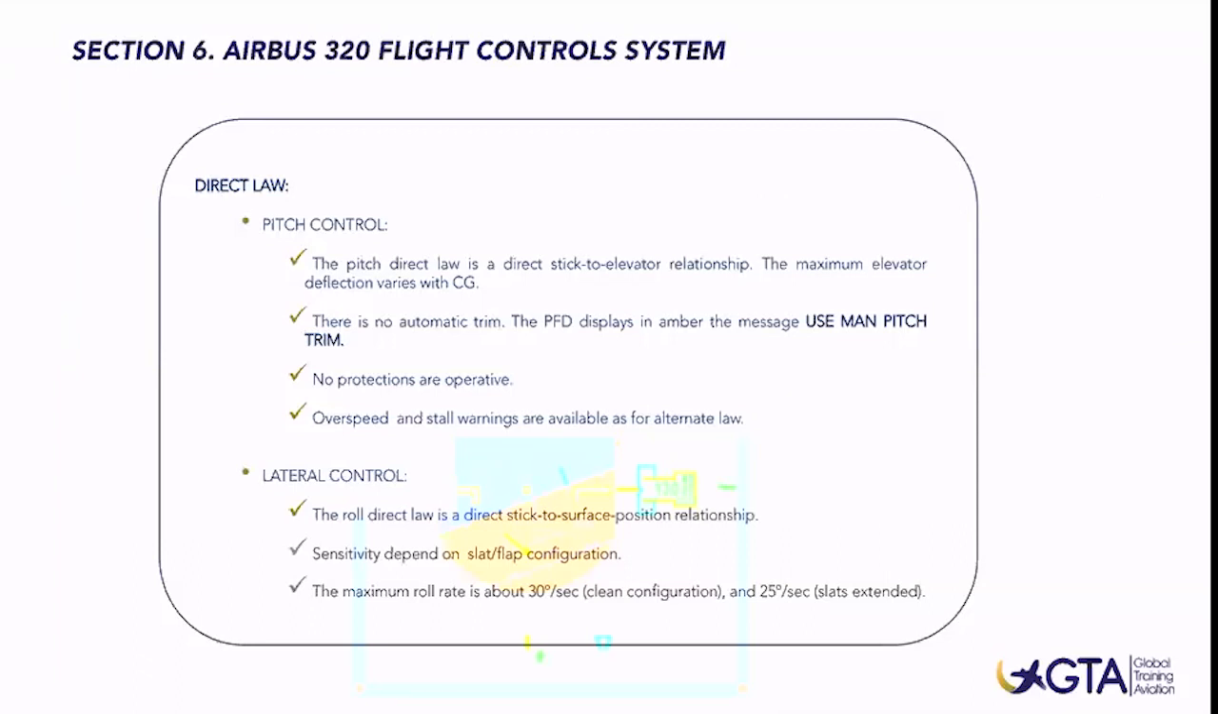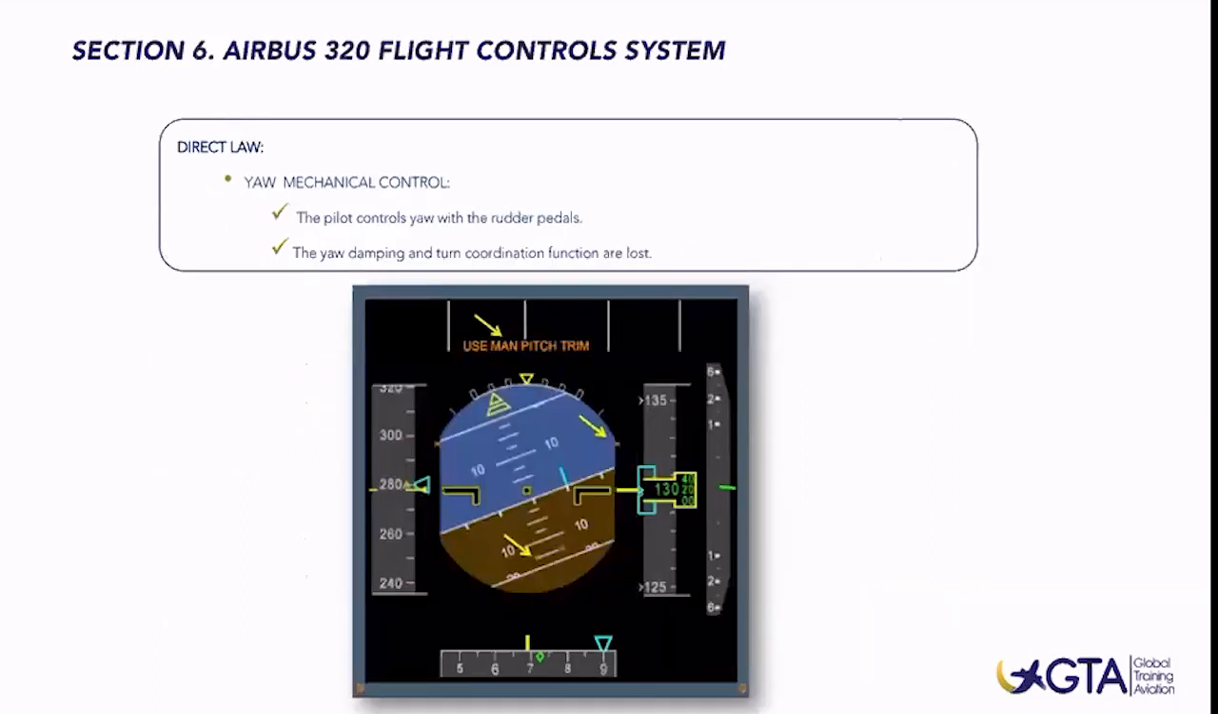Well, this is the direct law indications that we will have in our PFD. As you can see, we have this USE MAN PITCH TRIM in yellow color indication. And in this case, we have these amber crosses, which are saying, okay, be careful because you don't have any bank angle protections, and be careful because we don't have any nose up or nose down limit protections.